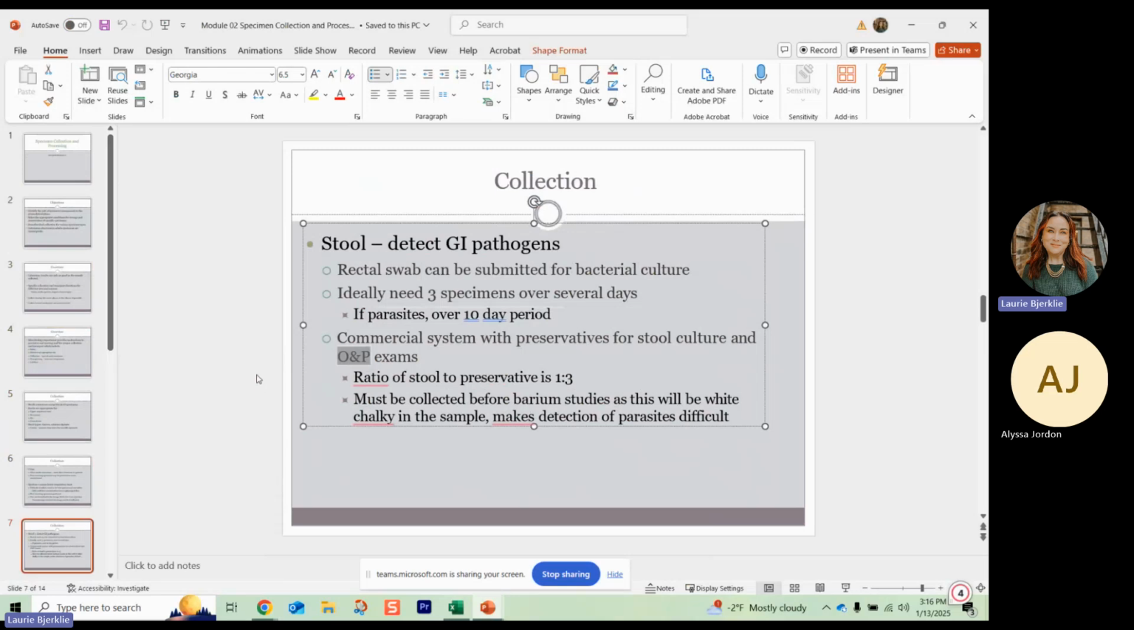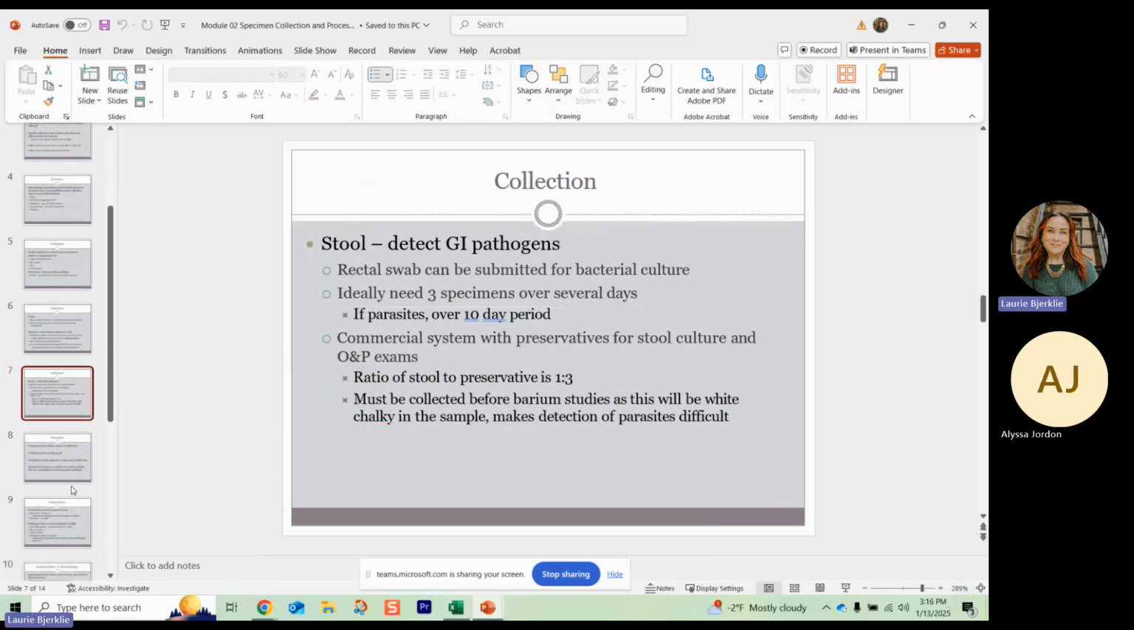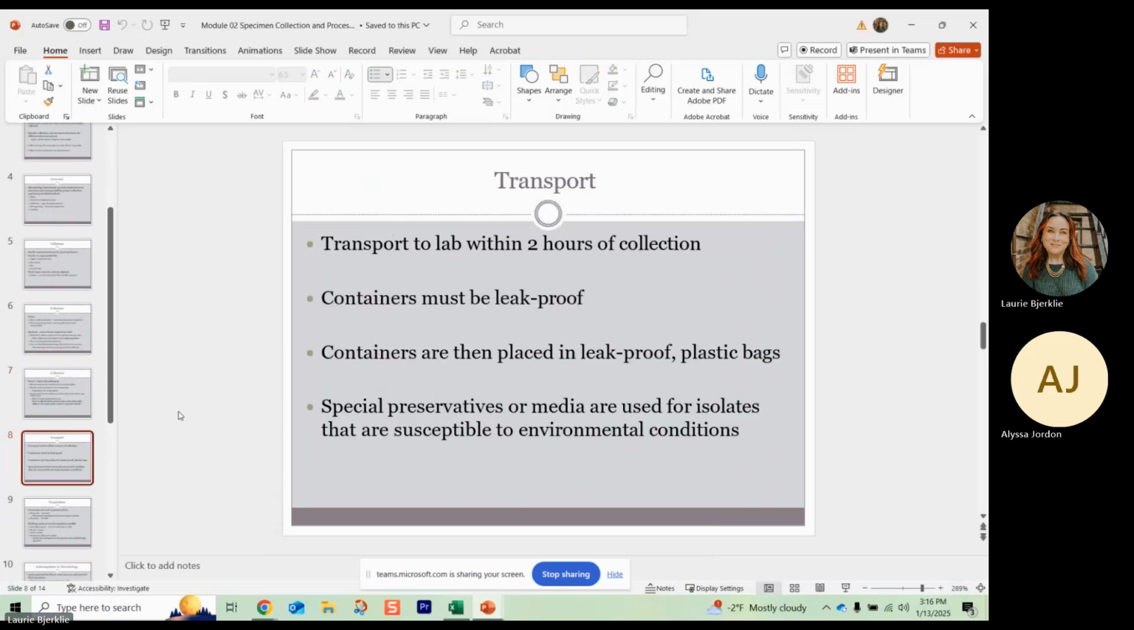We learn all about parasites in Micro 2. But again, a lot of times when somebody has diarrhea, we give them a container for the stool for both just stool culture and for the parasite exam. So again, those containers have preservatives in there. This is all just information at this point, by the way.